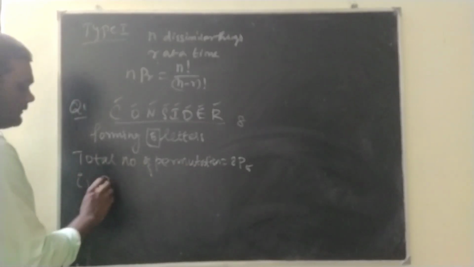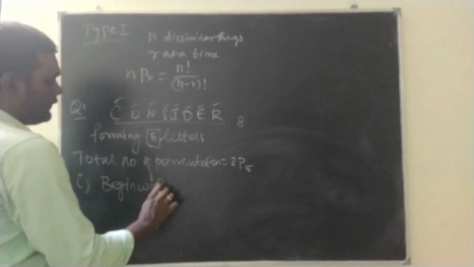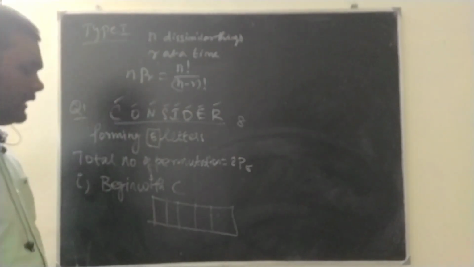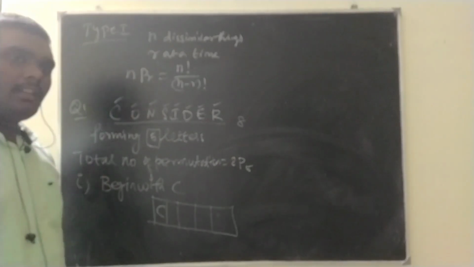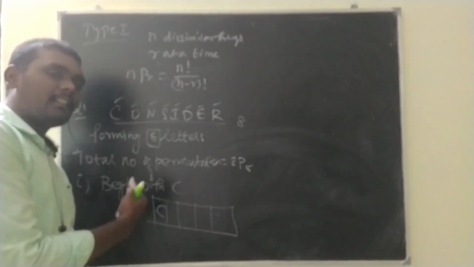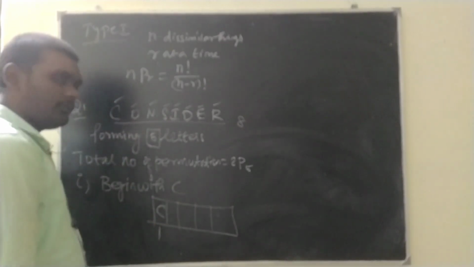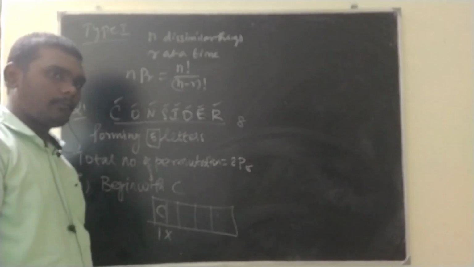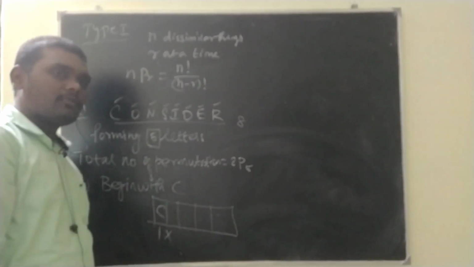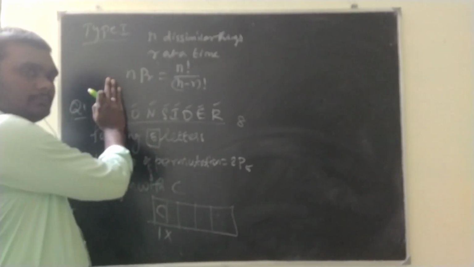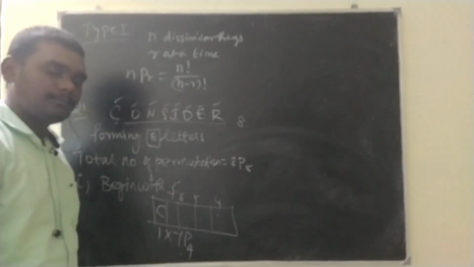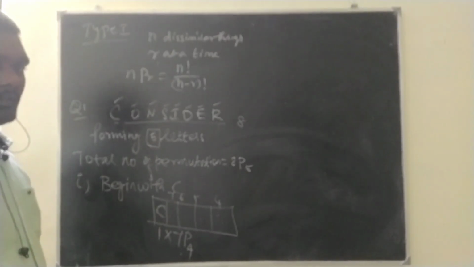First subdivision. How many of them begin with C? See, 1, 2, 3, 4. These 5 boxes I made. First letter is C, that I fixed. Remaining how many letters do we need? 4. How many ways can this C be selected? There is only one C, so only one way it can be selected. Into, and these 4 letters we need can be chosen from any of the remaining 7. 7P4. Actually it is 7 into 6 into 5 into 4. That is 7P4. Clear?